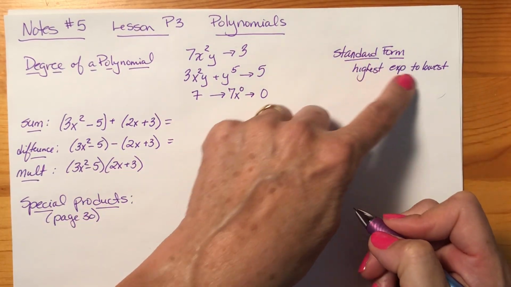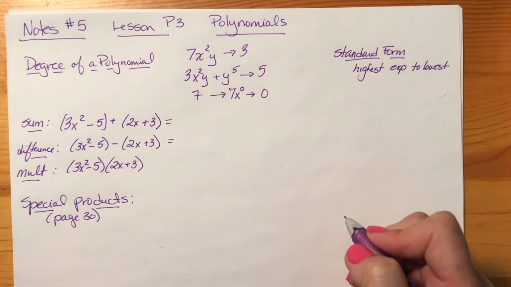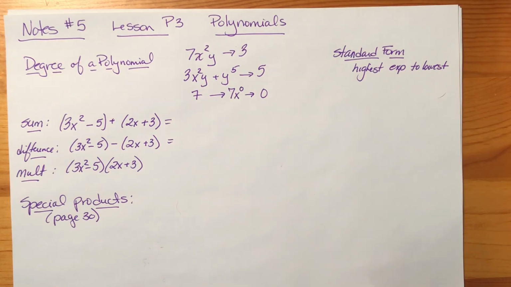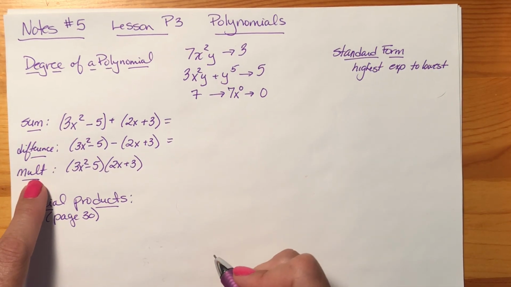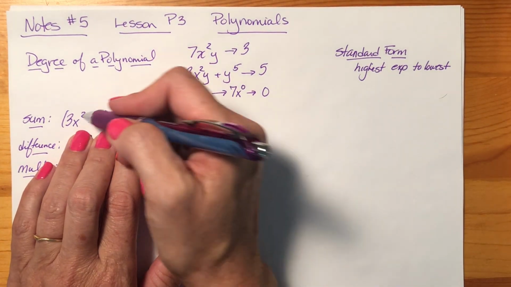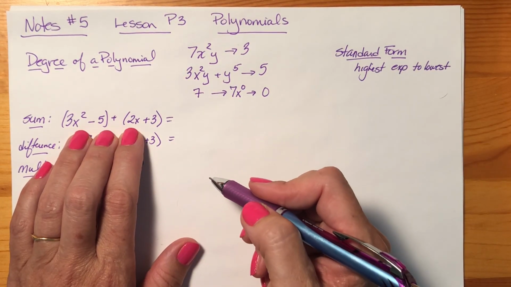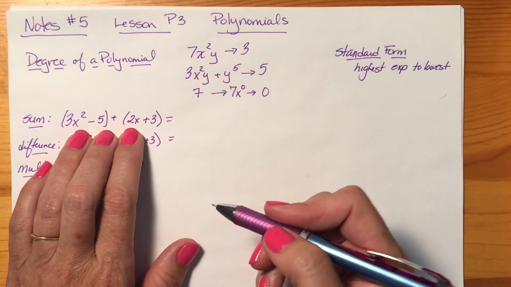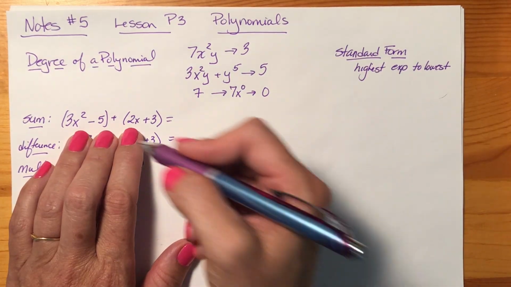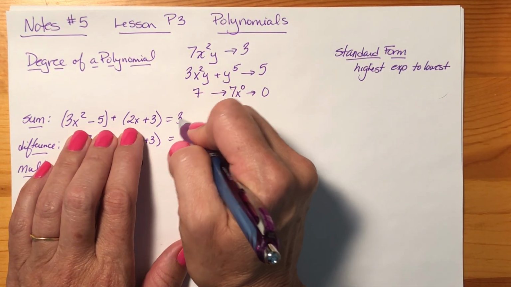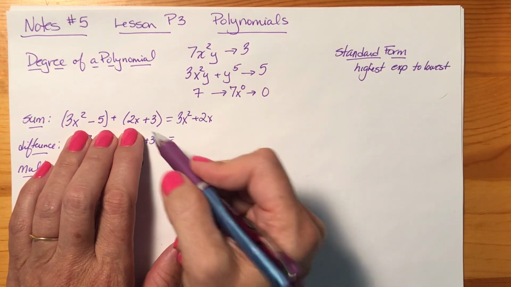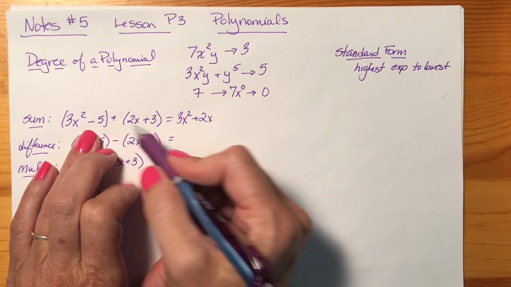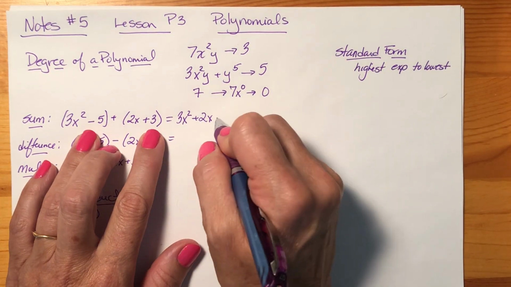Okay. We also need to think about our standard form as we work through these. I know you've seen standard form all the way from pre-algebra days where you're writing the highest exponents to the lowest. Quick review of sum, difference, and multiplication of polynomials. If we have the sum, we're going to add these two together. The parentheses don't really do anything for me here because I have my commutative property. I can add in any order I want. So I've got 3x squared plus 2x. Notice I don't have like terms until I get to this 3 at the end. So minus 5 and plus 3, which is, of course, minus 2.